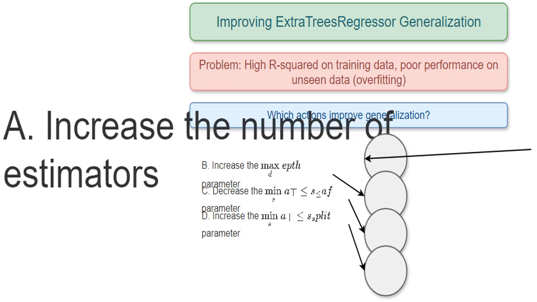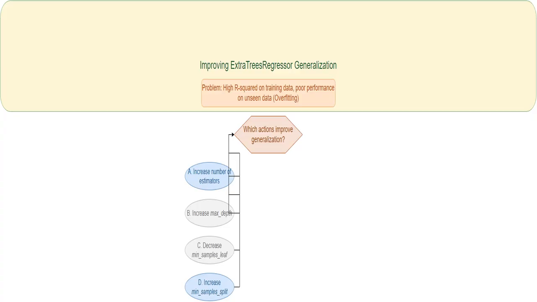Estimators refer to the individual trees in the ExtraTreesRegressor model. Increasing their number usually improves generalization by averaging out individual tree biases and reducing the overall model variance. It's like having multiple students answer the test, and taking the average of their answers for a more robust and reliable solution.